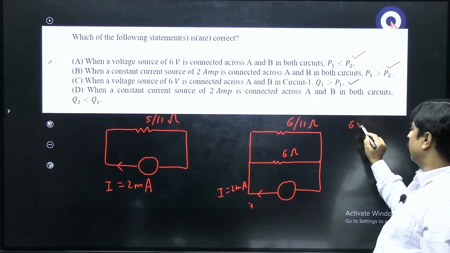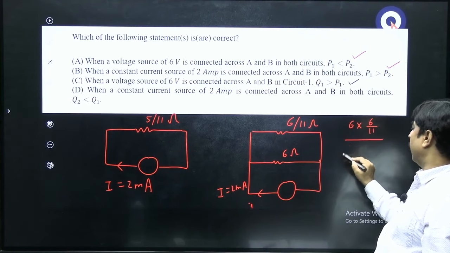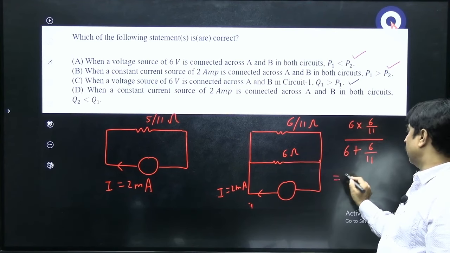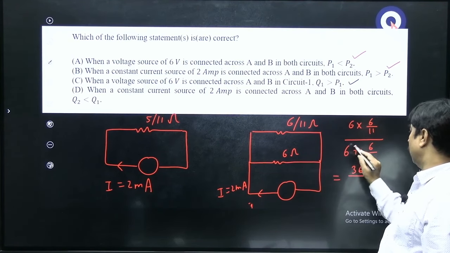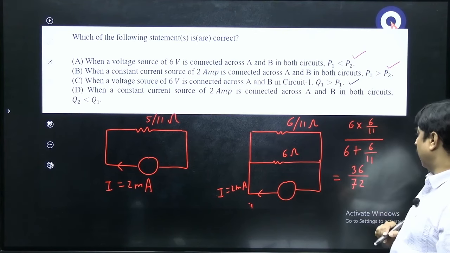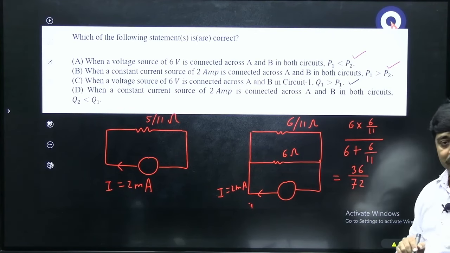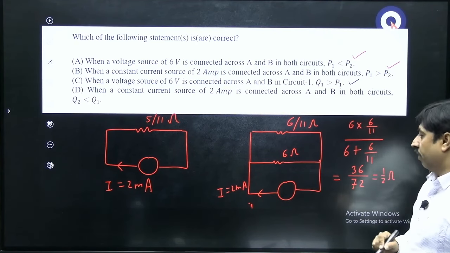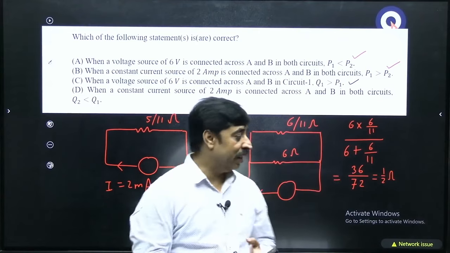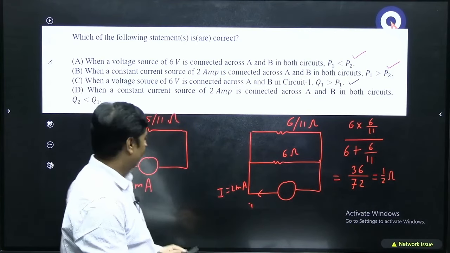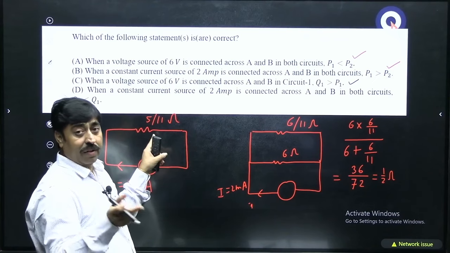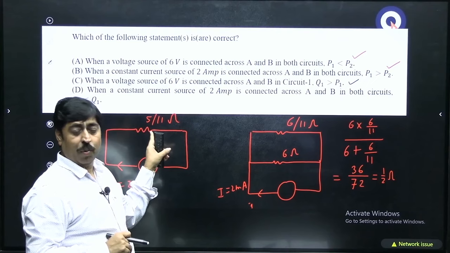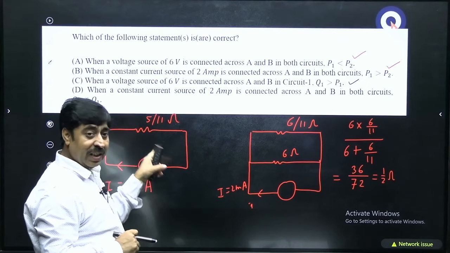Again, it is 6 into 6 by 11 divided by 6 plus 6 by 11. So, this makes it 36 divided by, 11 sixes are 66 plus 6, 72, if I am right. So, this is half ohm. When the switch is closed, the resistance here is half ohm, 0.5. What is it here? It is less than half. It is 0.4 something. It is not 0.5. So, resistance is less here.